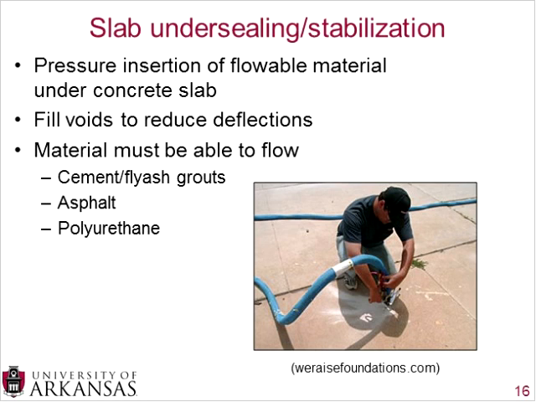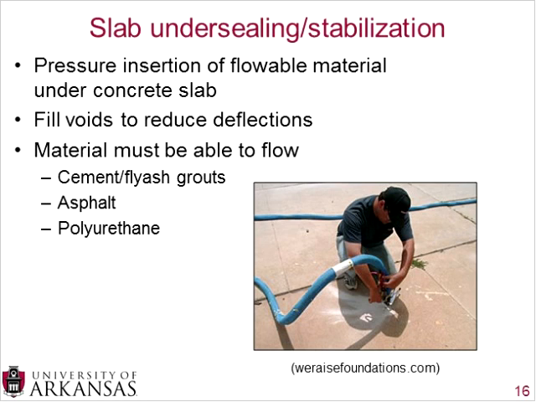When you're looking at slab undersealing or stabilization, you need to insert flowable material under the concrete slab, so you'll need some sort of pressure to do that. And by filling those voids underneath the slab, you reduce future deflections of the concrete slab. And really the most important thing about these materials is they must flow. That seems kind of obvious, but when you're filling that space underneath the slab, you want to make sure that the material can flow into all the nooks and crannies, all the small corners around there, so that there are no voids remaining.